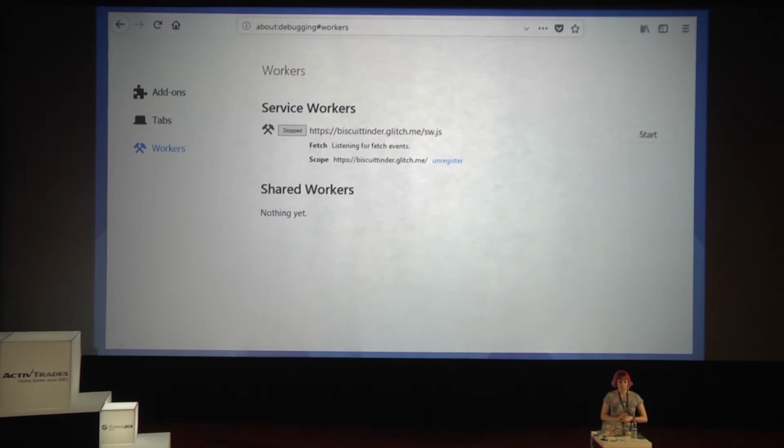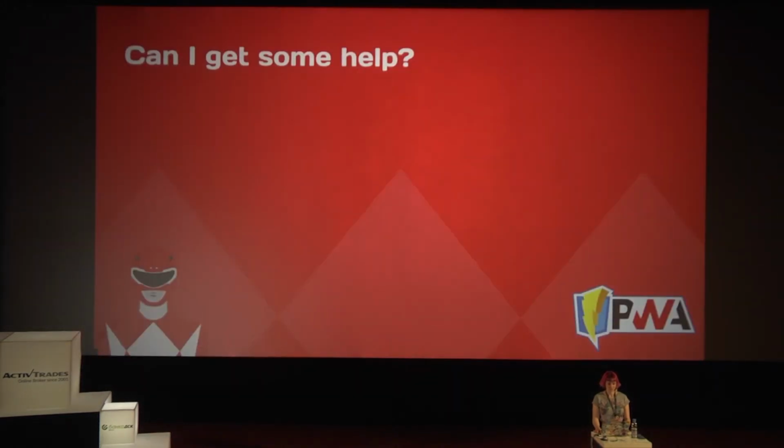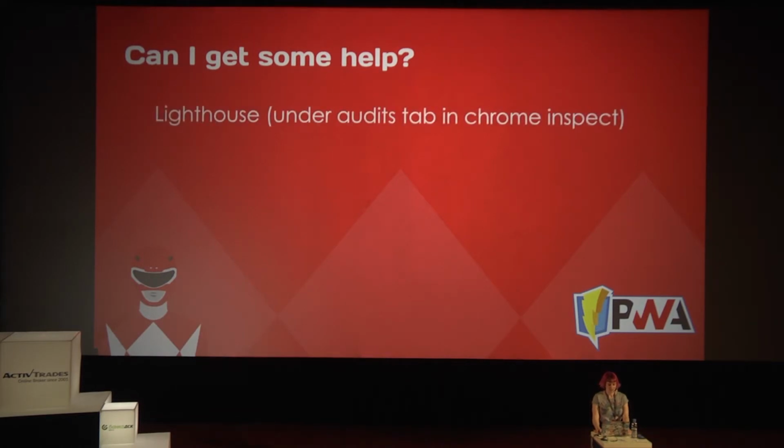So this has been a pretty whirlwind tour, and I've not gone into much detail of anything, so if you're feeling overwhelmed, don't worry. There are loads of tools online to help you. If you want help on how to get a website that you already own set up and run as a PWA, then there are multiple tools available to you. So of course we've got Lighthouse, which you will find under the Audits tab in Chrome Inspect, which will give you a checklist of actions you need to take in order to make your website a PWA.